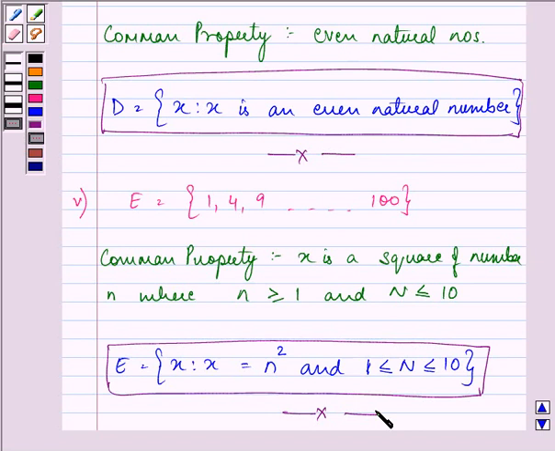So I hope you understood the question. In this question, we learned to identify the single common property of a given set in roster form and then write it in the set builder form.